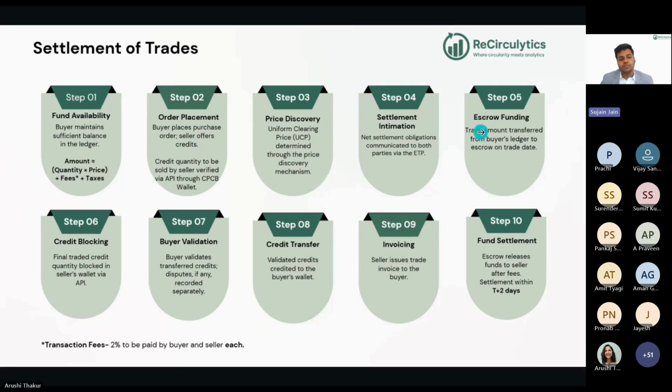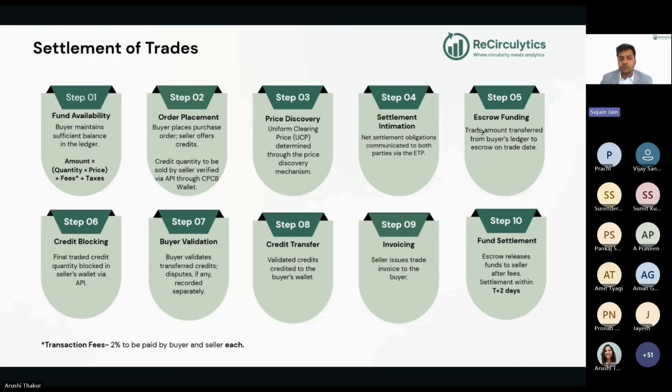Simultaneously, from the recyclers' portal, these quantities would be blocked. Since they have been finally traded, they will be blocked but not yet transferred. The buyers in their portal will be shown the credits which are going to get transferred to their accounts. They will have to validate those credits, and if they have any dispute, they will raise the dispute with the EPR ETP. Once validated, these credits would be transferred to the buyer.